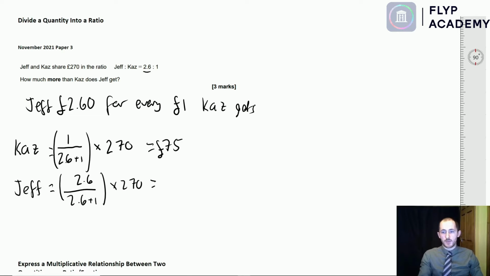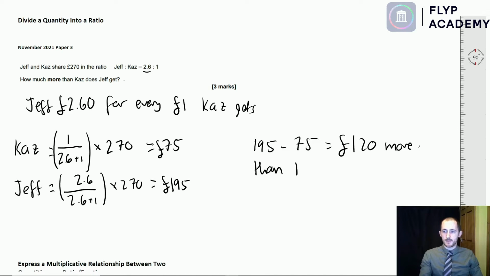Okay, so of course you can still do, what might make sense, 270 minus 75. That's to illustrate my point. Now the actual question says, how much more than Kaz does Jeff get? So he gets 195 minus 75, 120 more than Kaz. Okay, so in terms of the marks, you get a mark for this, a mark for that, and then a mark for the final point.